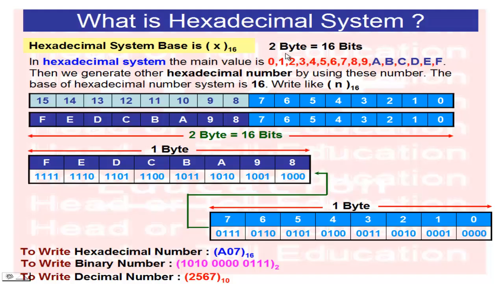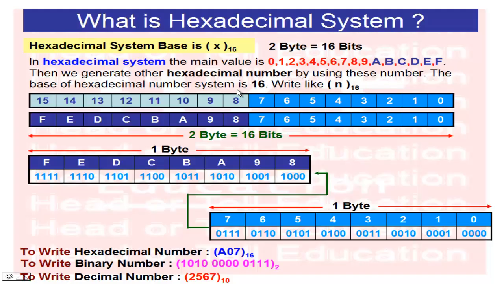Here we are using 2 bytes, which equals 16 bits. In the hexadecimal system the main values are 0 1 2 3 4 5 6 7 8 9 a b c d e f. Then we generate the other hexadecimal numbers by using these. The base of the hexadecimal number system is 16, written like a bracket n and base 16.